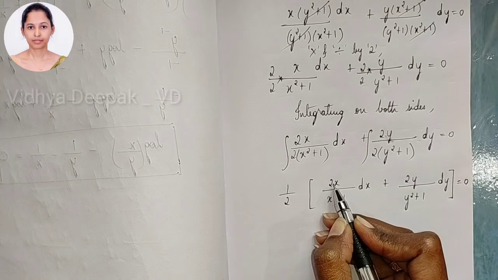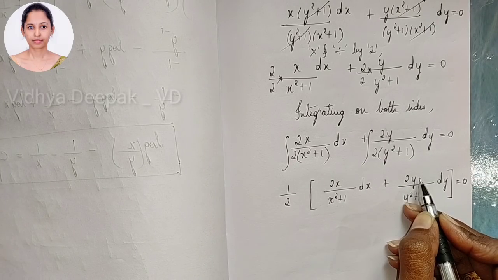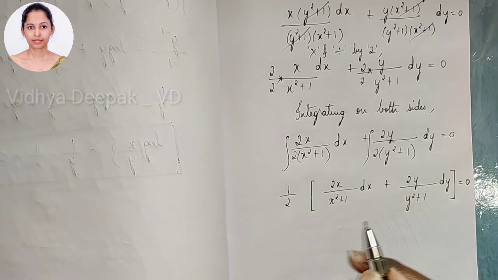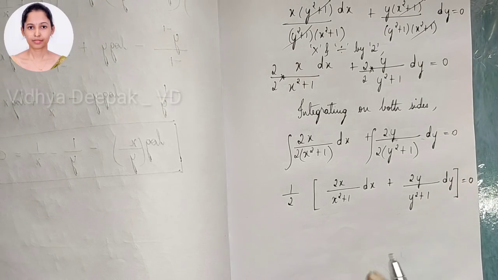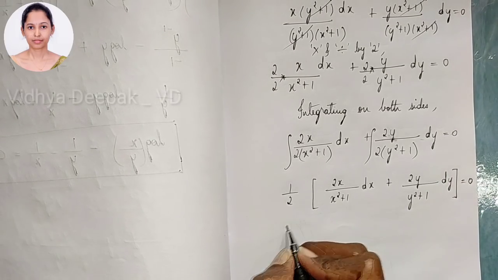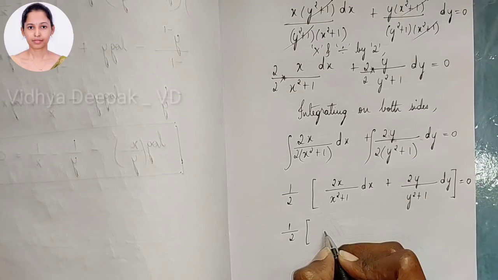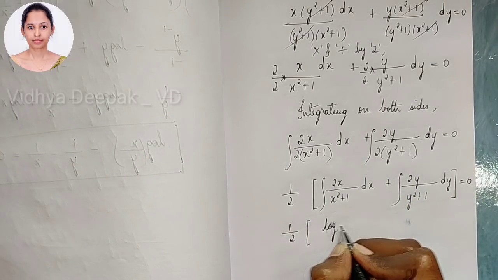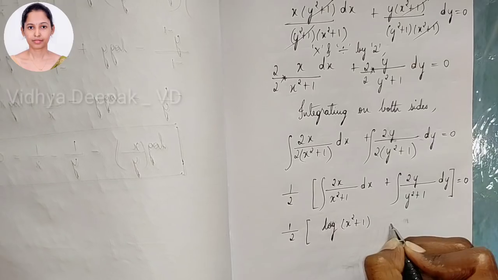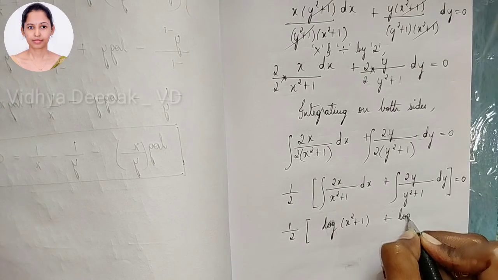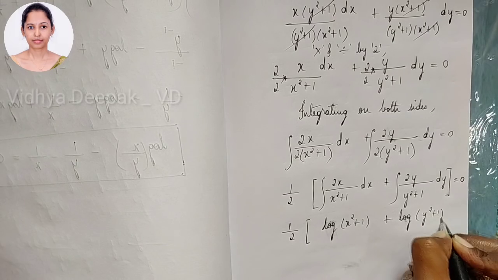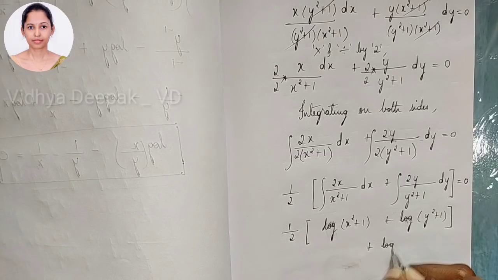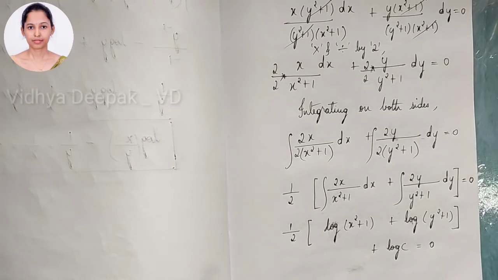Differentiation of denominator is in the numerator. Here also differentiation of denominator is in the numerator. So our formula was f dash of x divided by f of x. Integral of f dash of x divided by f of x is equal to log of f of x. So this can be written as log of denominator, 1 by 2 log of x square plus 1 plus log of y square plus 1. I will take the integration constant as log c is equal to 0.